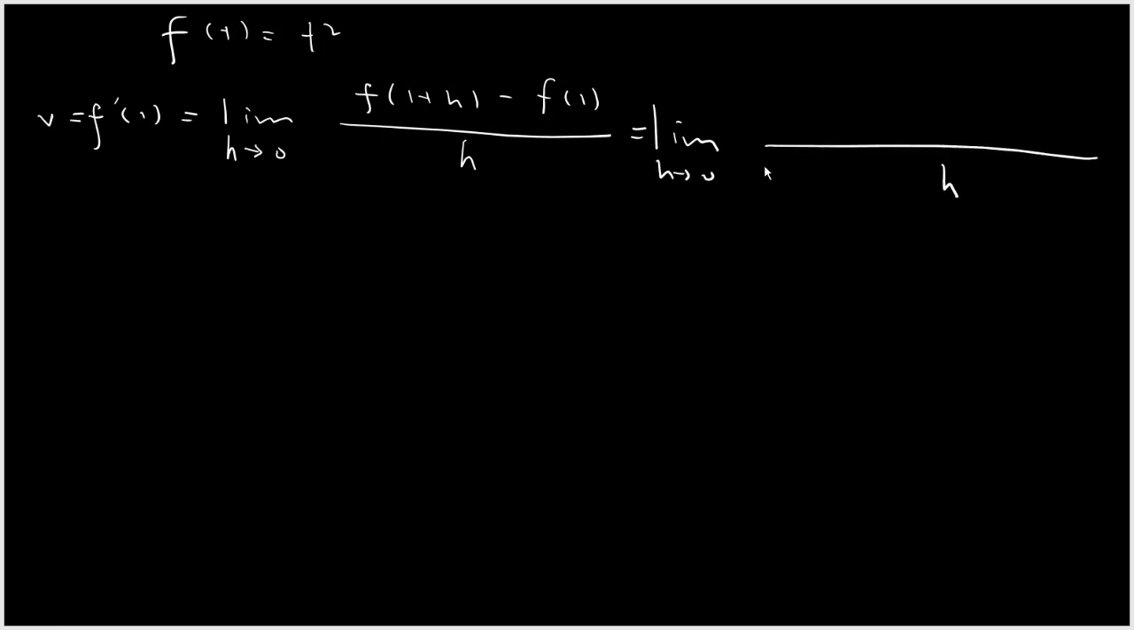The denominator is still h. Now the function f of t is t squared. By that we mean at any t the distance traveled is computed using t squared. Okay.